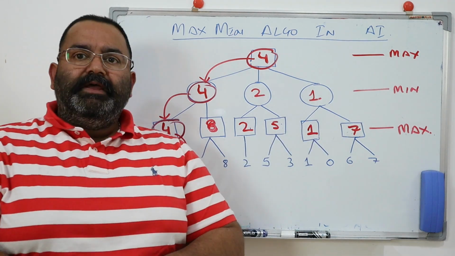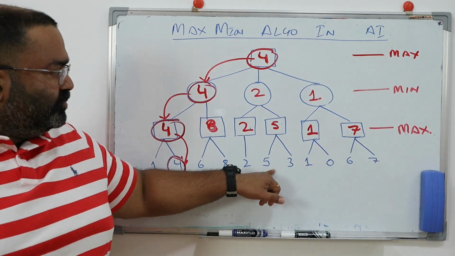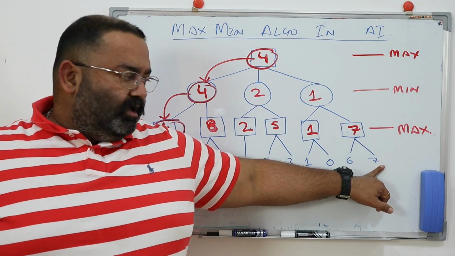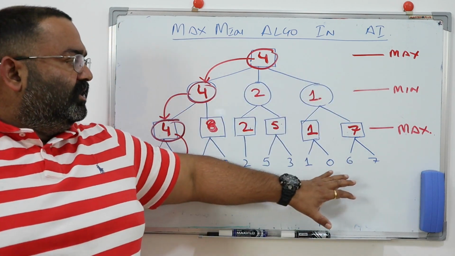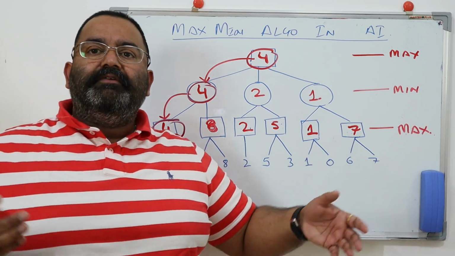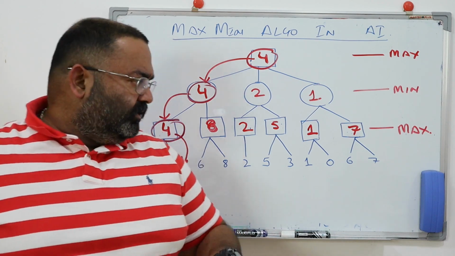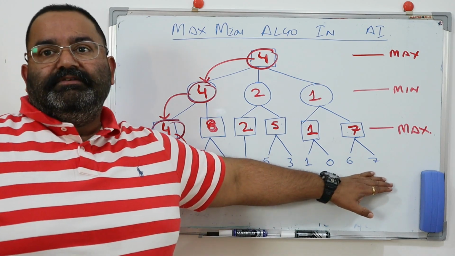So guys, after Maxmin, in Maxmin we are going through each and every node, and there is a technique using which we can optimize. We can optimize the Maxmin algo using another technique. We call it alpha beta pruning. So what happens in alpha beta pruning? We try to reduce the traversals.